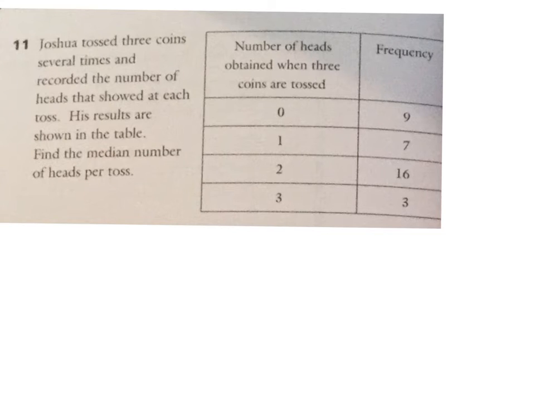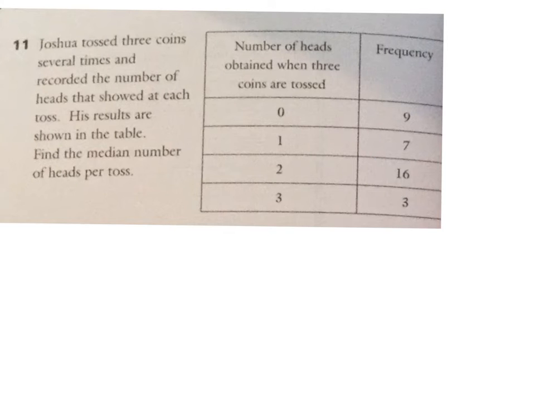So let's again understand the table. We've got the number of heads obtained when 3 coins are tossed, so getting no heads when you do it 3 times, getting 1 head when you do it 3 times, and so on. And frequency is how many times that occurred. So there were 9 times that they tossed the 3 coins and got no heads. There were 7 times they tossed the 3 coins and got 1 head, and so on.